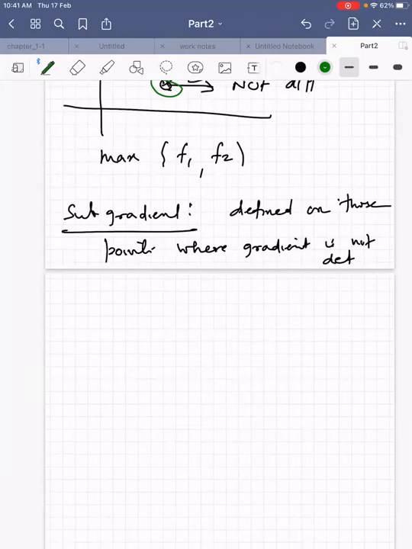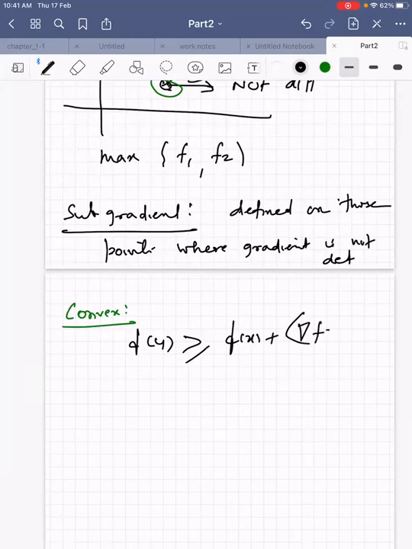Subgradient has a very simple definition, and it comes from the definition of convexity. If you recall, we said that the function is convex if F(y) is greater than or equal to F(x) plus this thing times (y minus x), for all x, y. This was the definition of convexity. This was the gradient at that point. Now we are saying that a subgradient, yes?